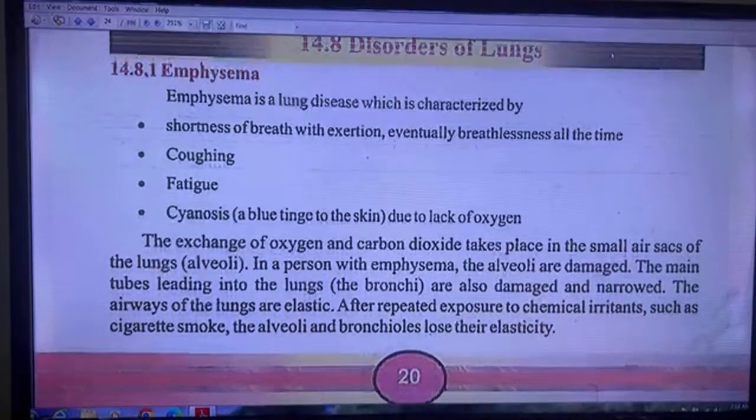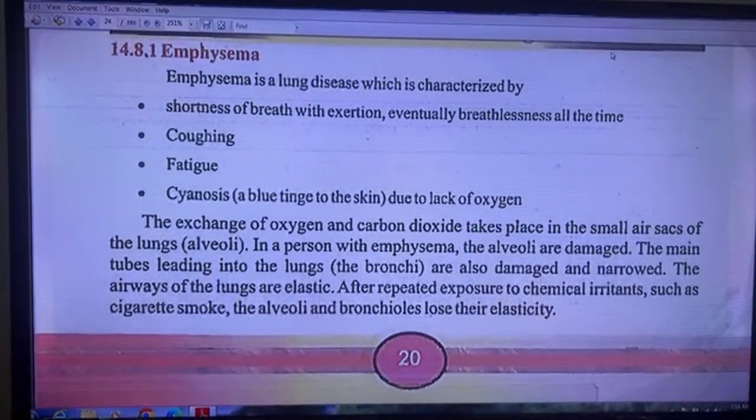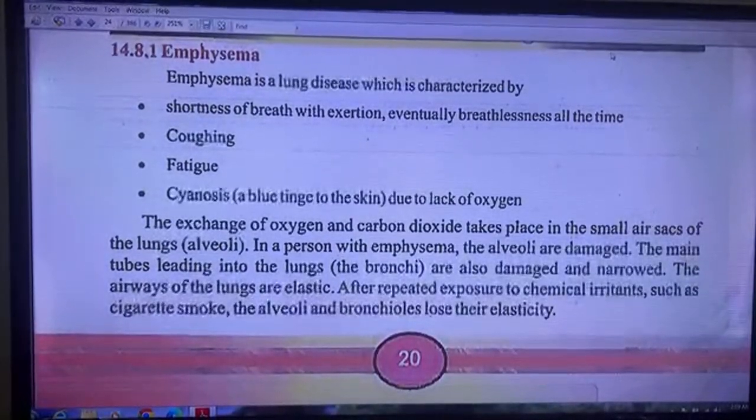Emphysema. Emphysema is a lung disease which is characterized by shortness of breath with exertion, eventually breathlessness all the time, coughing, fatigue, cyanosis, a blue tint to the skin due to lack of oxygen. The exchange of oxygen and carbon dioxide takes place in the small air sacs of the lungs. In a person with emphysema, the alveoli are damaged. The main tubes leading into the lungs, the bronchi, are also damaged and narrowed.